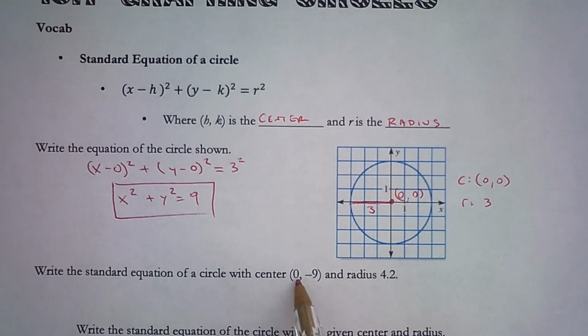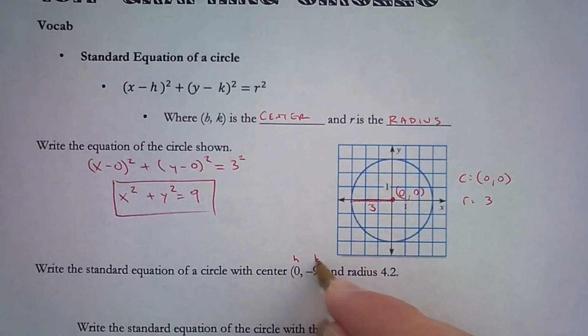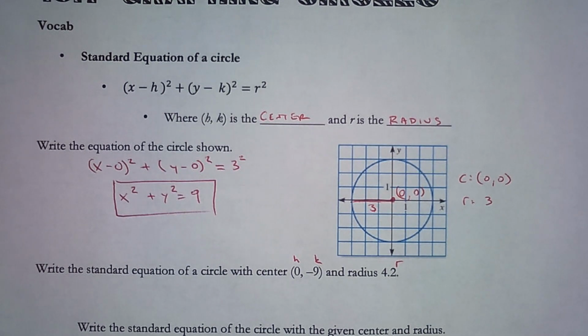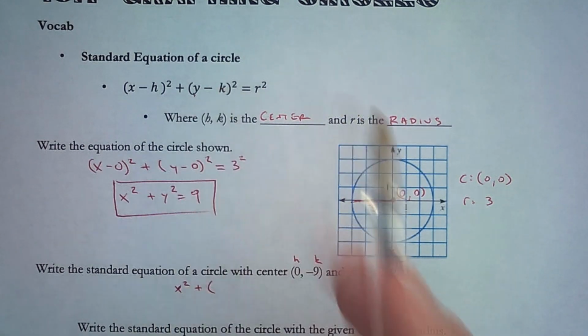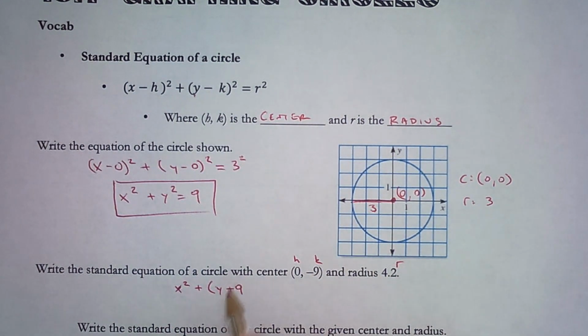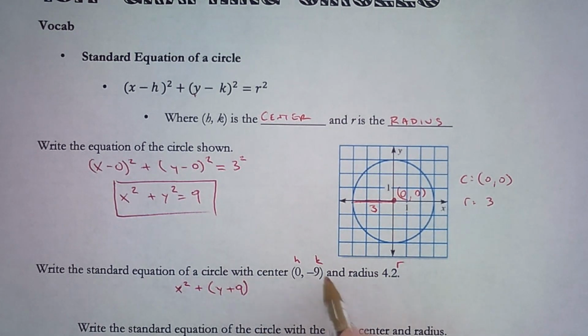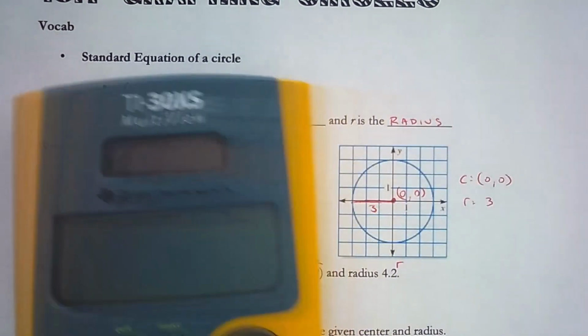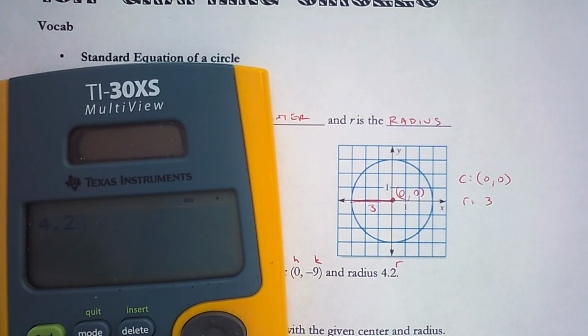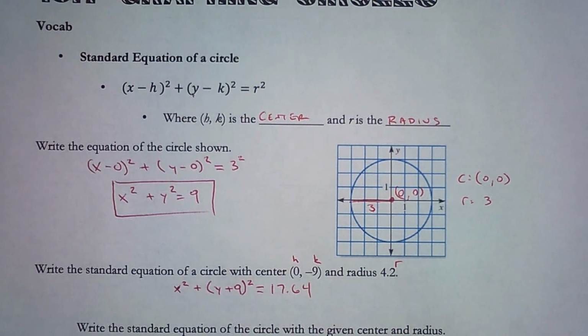So next we have a circle with a center of (0, negative 9). So there's h and k. We have a radius of 4.2, so there is r. Okay, so we have an h of 0, so x minus h, we can just write x. So x squared plus, then we have negative 9, so y minus k is y minus negative 9, which is y plus 9. Okay, so in the equation we have the opposite sign from what is in the center. And then squared equals r squared. So r is 4.2, so we need to know what is 4.2 squared. 4.2 squared is 17.64. And there is the equation of this circle.